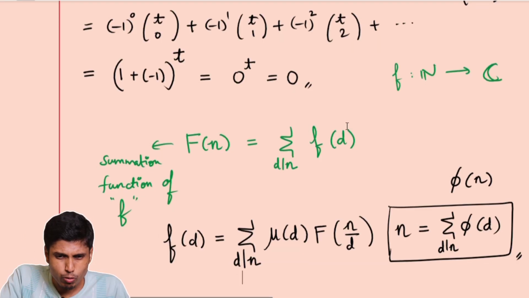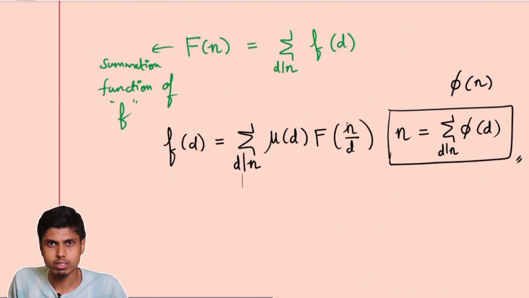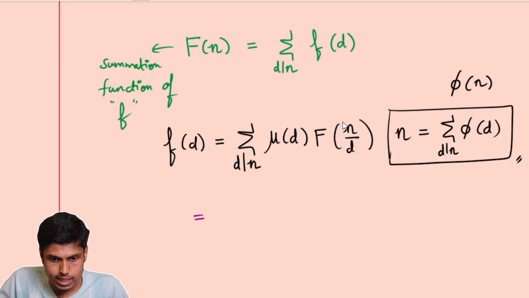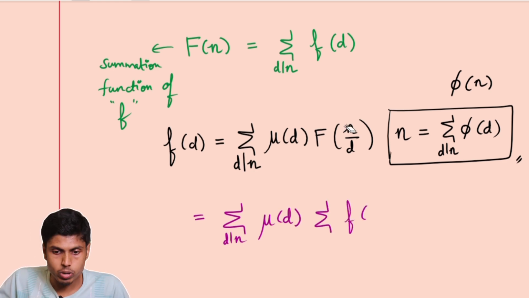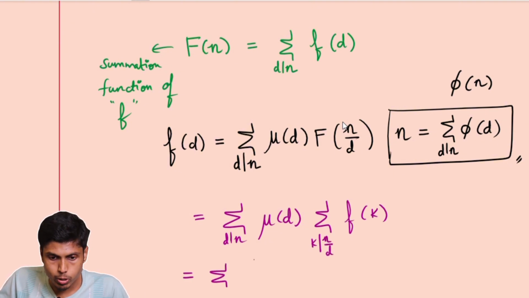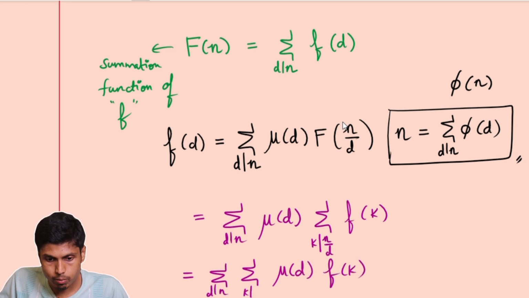In fact, the proof of this is just 4 or 5 lines maximum. So the proof is just the sum over d dividing n of mu of d, and capital F, the summation function, is replaced with the sum of lowercase f of k, where k divides n by d. Now I am going to take mu of d inside the summation and I get mu of d times f of k, with d dividing n and k dividing n by d.